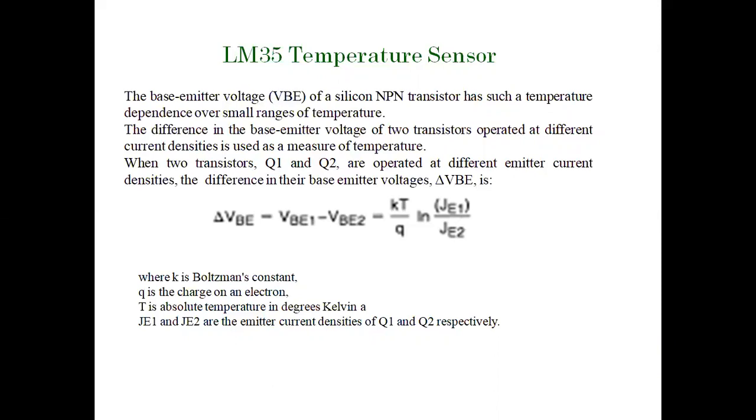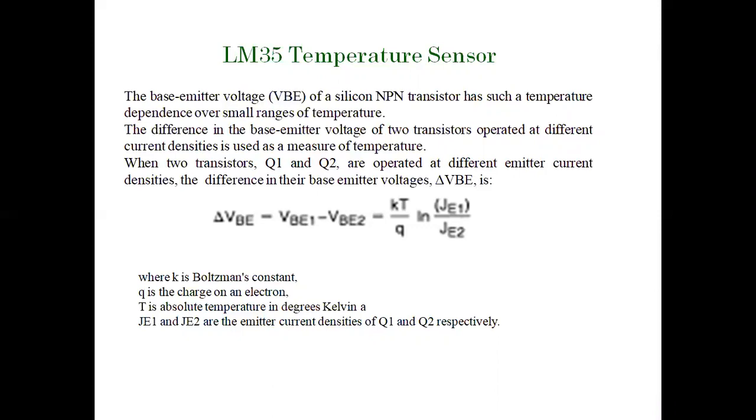Inside this, we have 2 transistors, and the difference of the base emitter voltage, with the transistors operated at different current densities, is the fundamental used to measure the temperature. So the base emitter voltage of a silicon NPN transistor has such a temperature dependence over small ranges of temperature. The difference in the base emitter voltage of 2 transistors operated at different current densities is used as a measure of temperature.